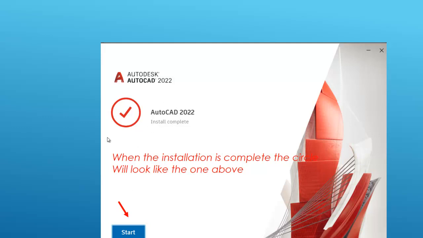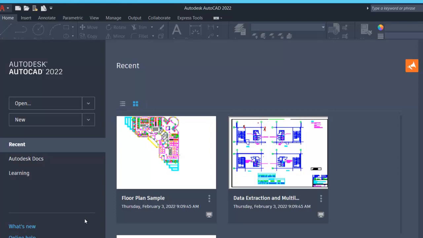And the next thing you want to do is click on Start. So you go ahead and click on Start. And there you go. You are into AutoCAD. You have your AutoCAD to use. This is the end of this demonstration.